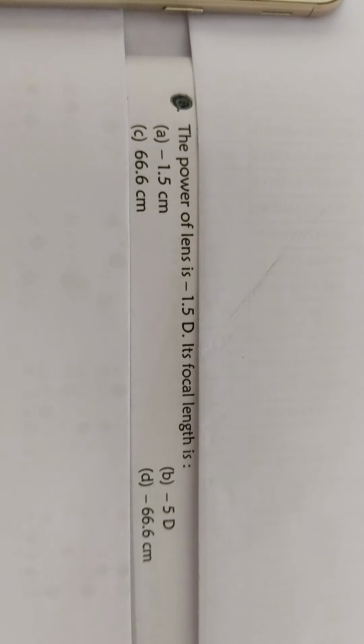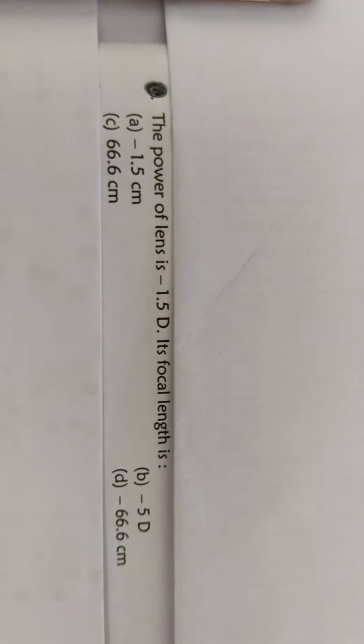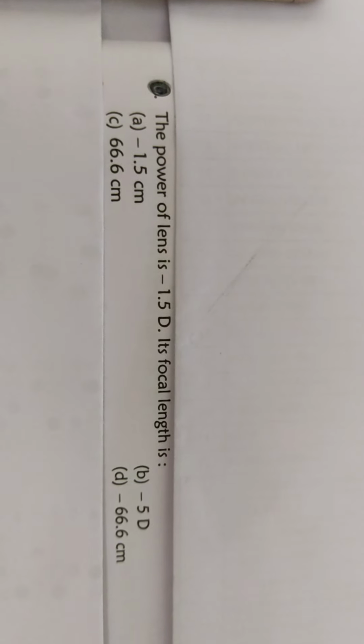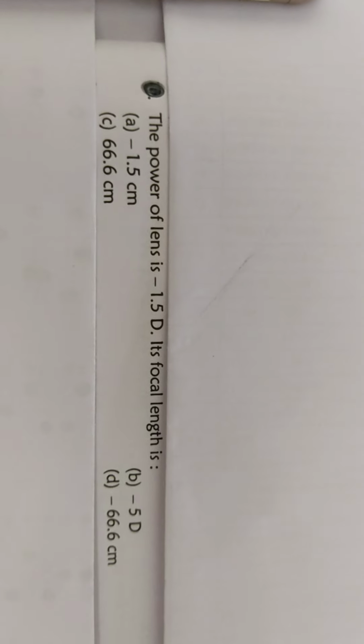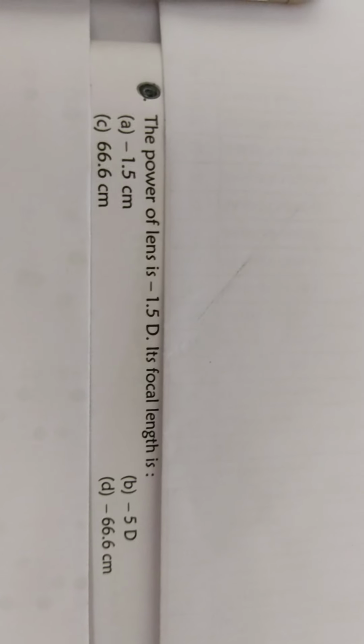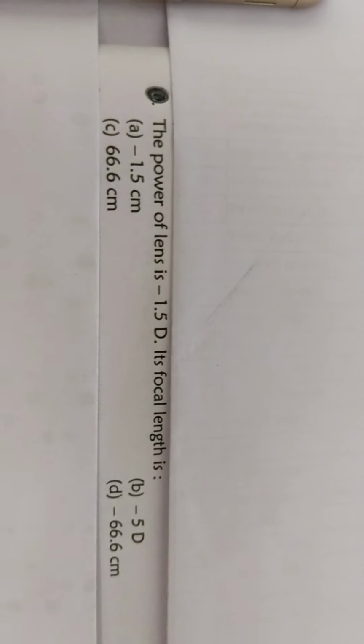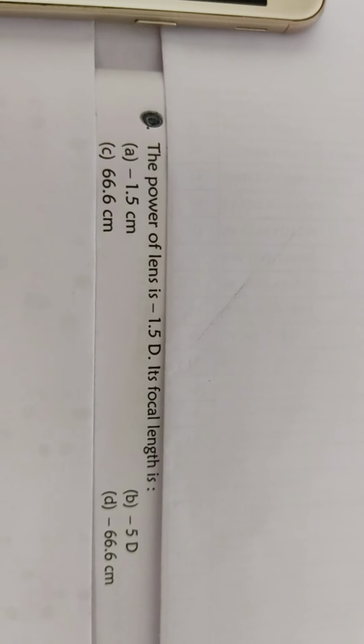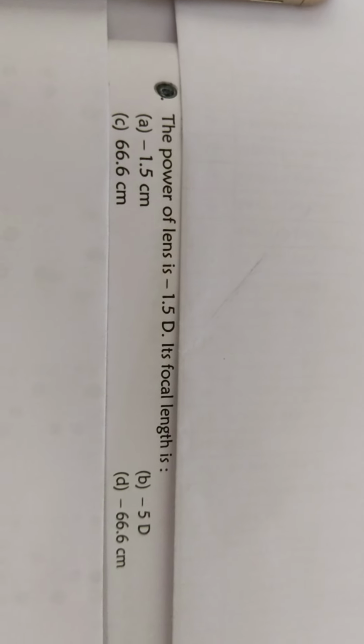Now, the second question is, the power of lens is minus 1.5 diopter. Its focal length is, as we have done previously. So now we know that F is 1 over P, and then F will be in meters. And if it is 100 over P, you will get F in centimeters. As in the options, we can see B is not correct because focal length can never be in diopter.